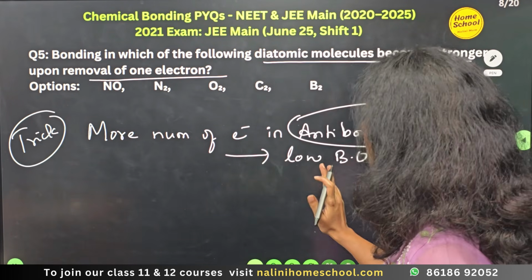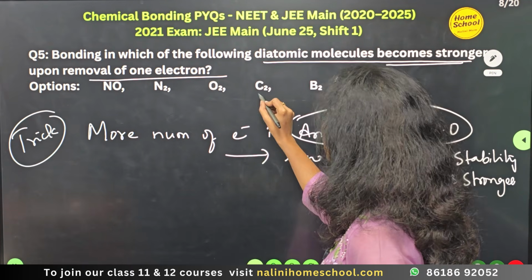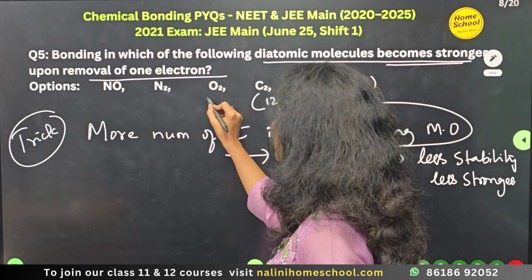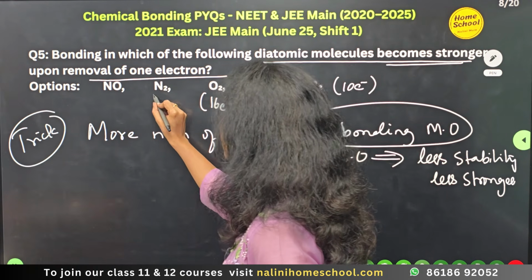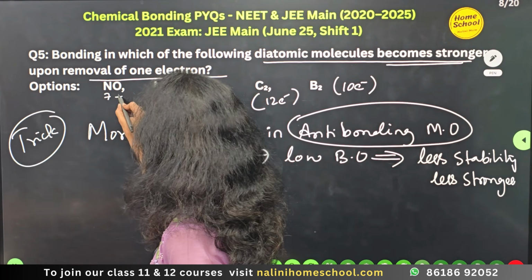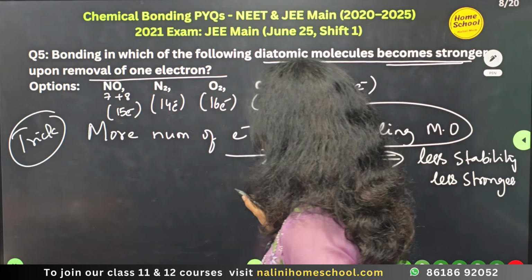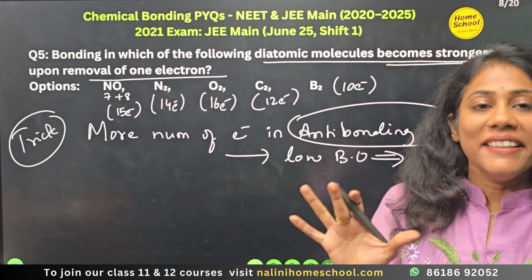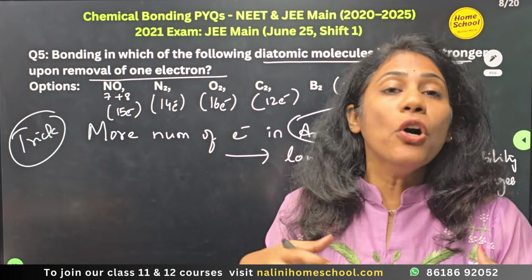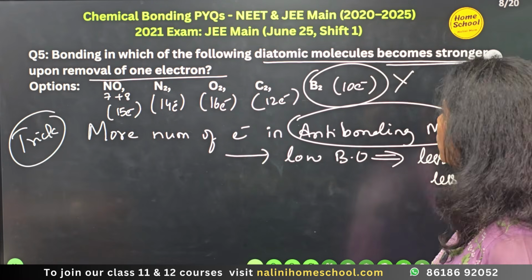Not required. Look over here: boron B2 is a 10 electron species, carbon C2 is a 12 electron species, O2 is 8 plus 8, that is a 16 electron species, and this one is a 14 electron species. This one is nitrogen 7 electrons, oxygen 8 electrons, so NO is a 15 electron species. Just write the electronic configuration of the species which have more number of electrons. No need to include B2, exclude writing for B2.